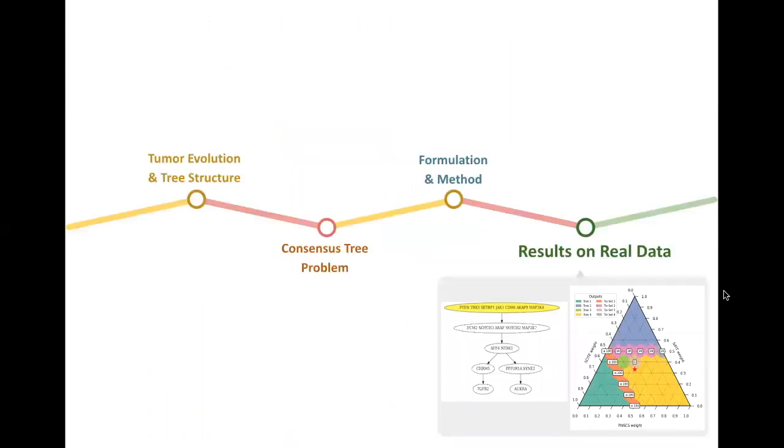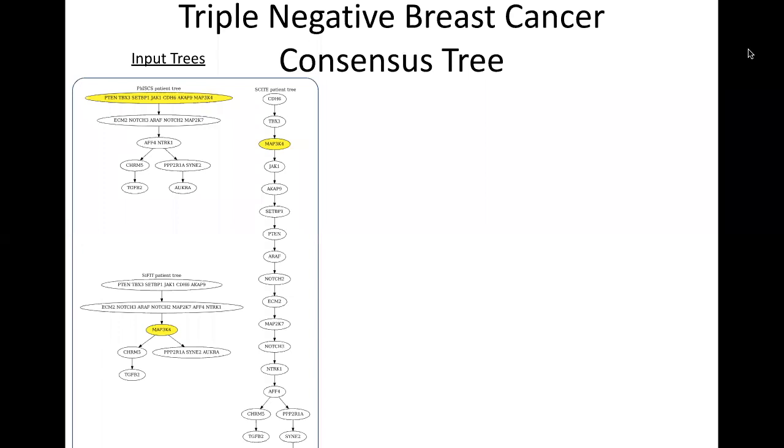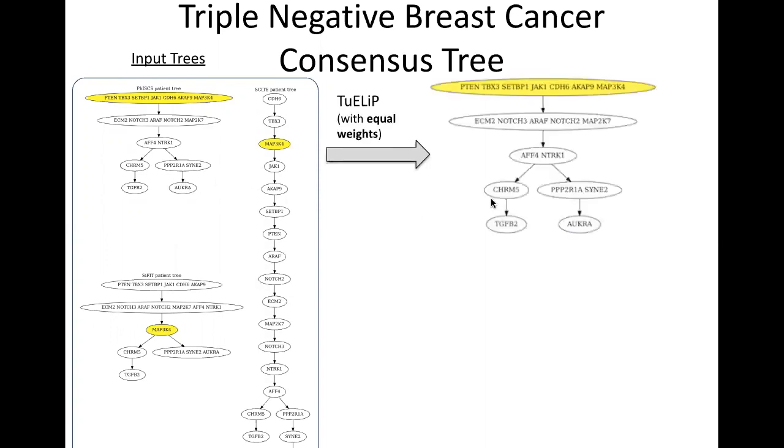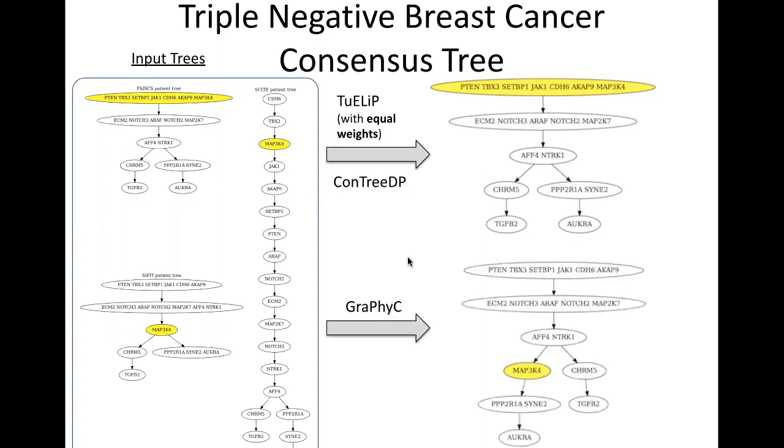Next, I want to move on to the results on real datasets. We applied our method to a triple-negative breast cancer dataset. First, we used equal weights for all input trees to get the result tree here. We compared with previous methods, CountDP and Graphic. We agree with the more recent non-distance-based method, CountDP, while the previous method, Graphic, gave us a slightly different tree.